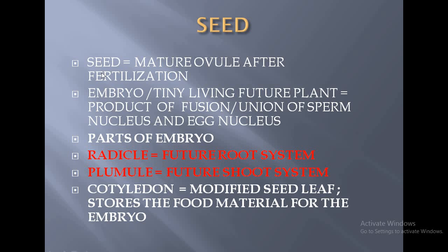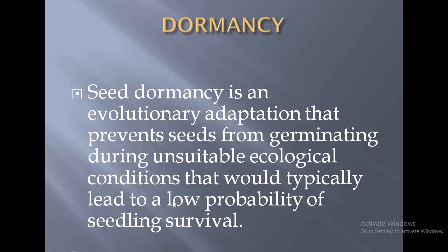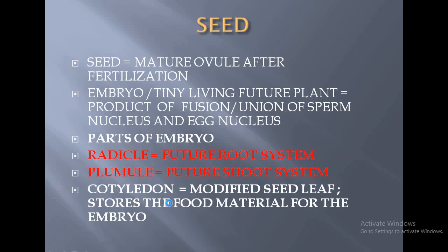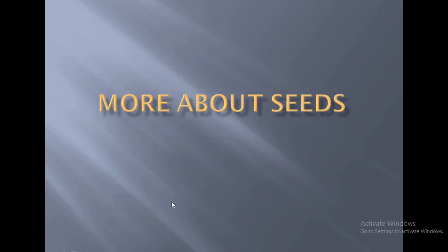You have to write down: define the seed, define embryo, then what are the two basic parts of the embryo, radicle and plumule, differentiate radicle and plumule. Then what do you mean by cotyledon? Write down its structure and its function. Location, it is present around the embryo. So you have to write down the structure, location and function of cotyledon. Then define dormancy and write down one example of a seed which has the maximum period of dormancy.